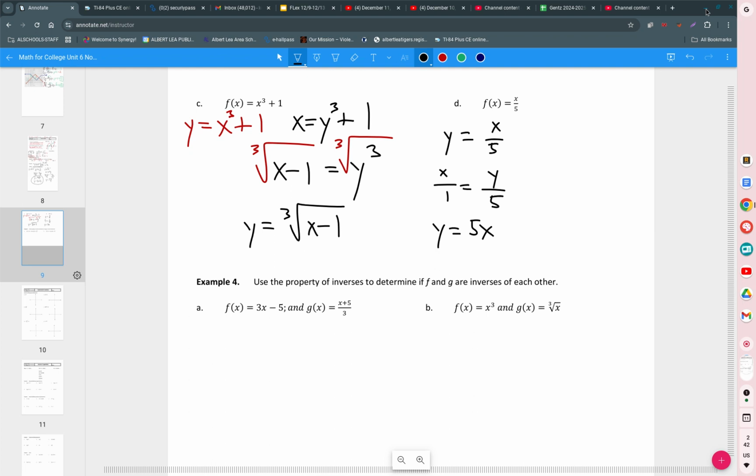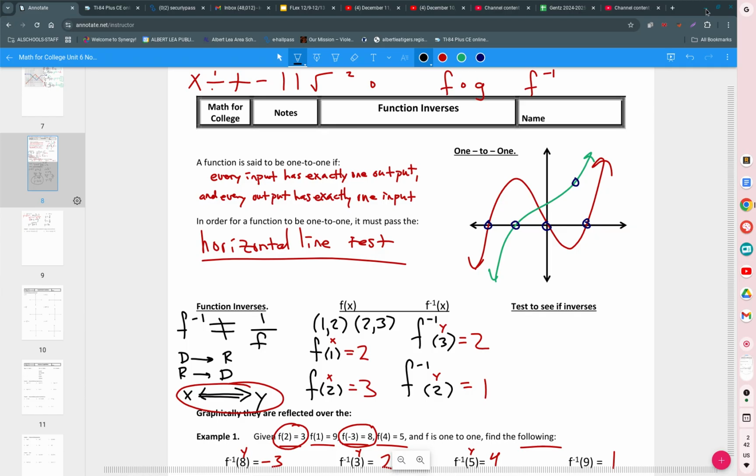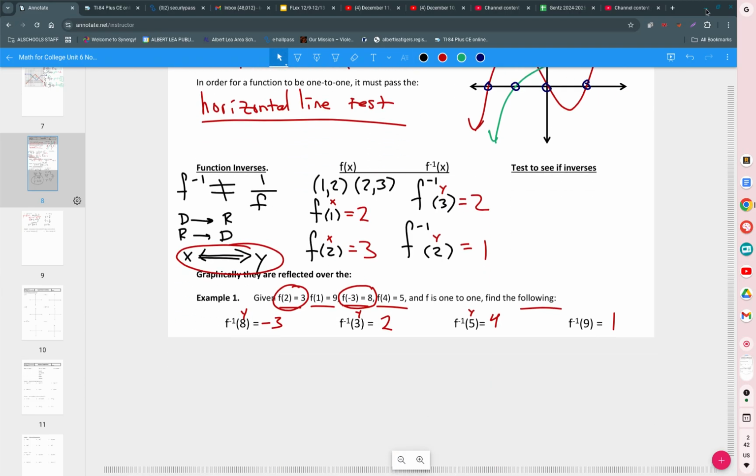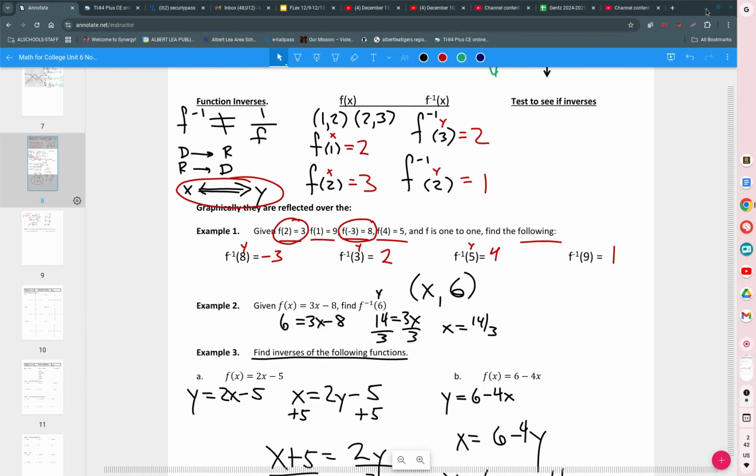We could spend 3 to 4 days on inverses. We're spending just 1. The idea is you want to see it so you're familiar with it, and then if you see it next year, you're not afraid of it. The last thing we want to do is flip over to the other side again, and we want to be able to test to see if something is an inverse. So I'm going to give you an example of a couple of inverses.